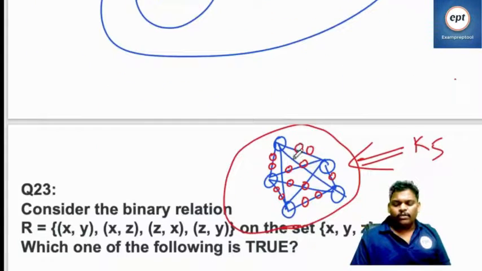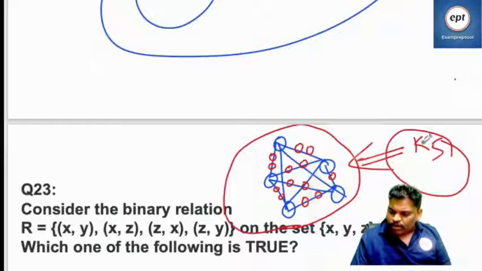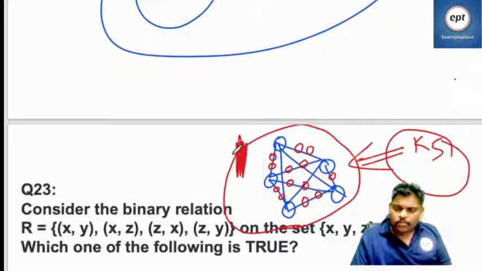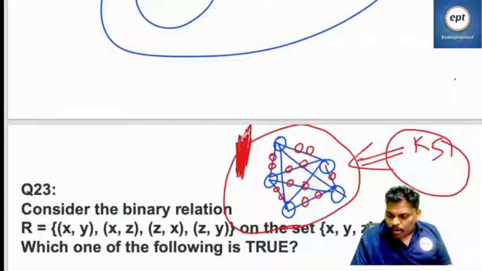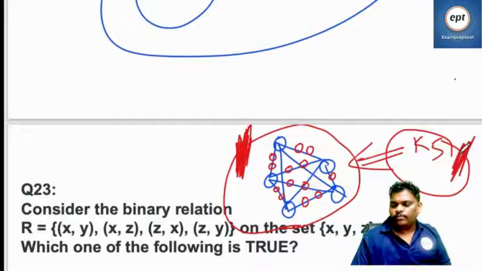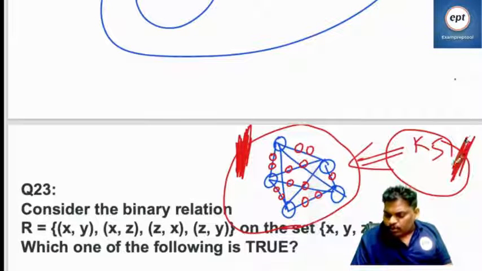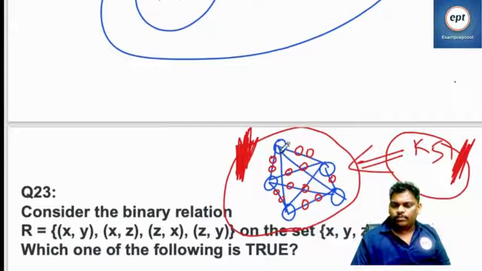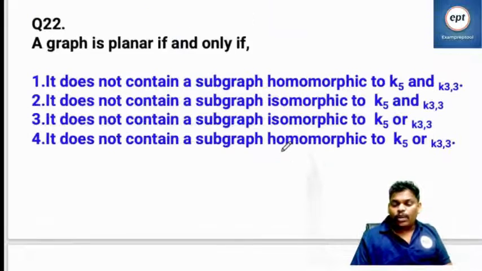So everyone knows K5 exactly. This is not K5. It is homomorphic to K5. This is K5. It is isomorphic to K5. Be careful. Yeah. Now what is the answer for this?